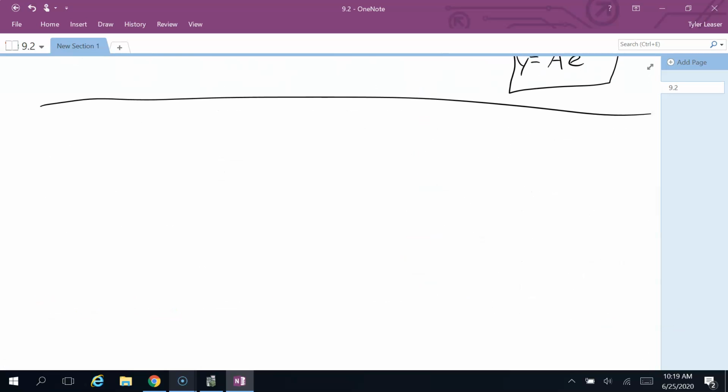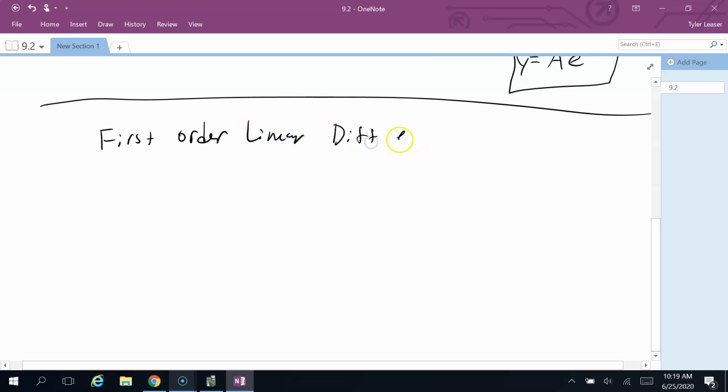Now let's move on to a new type of differential equation that you probably have not seen before. This is something called a first order linear differential equation. So we've already talked about first order. First order means that we're only talking about the first derivative. Linear, on the other hand, means that you are going to have a single y term in your equation.